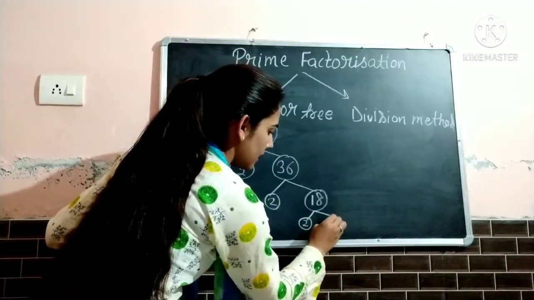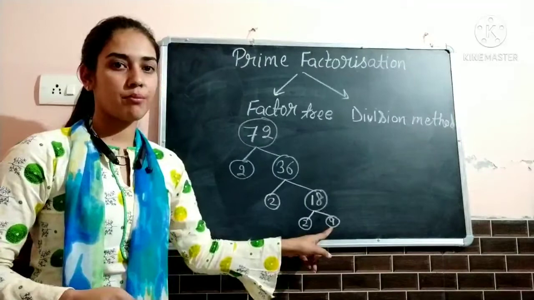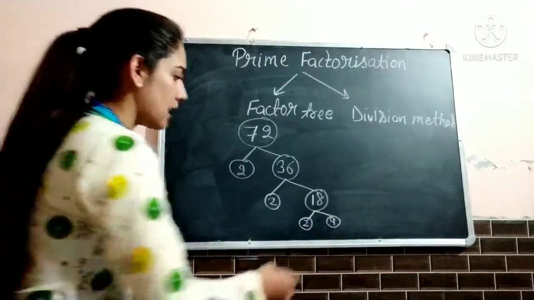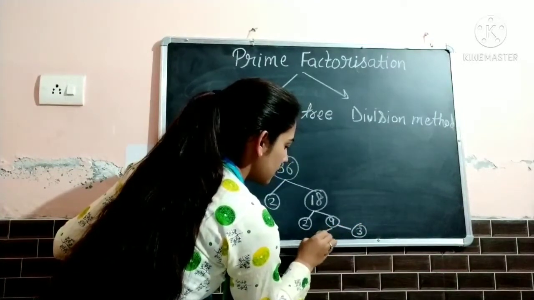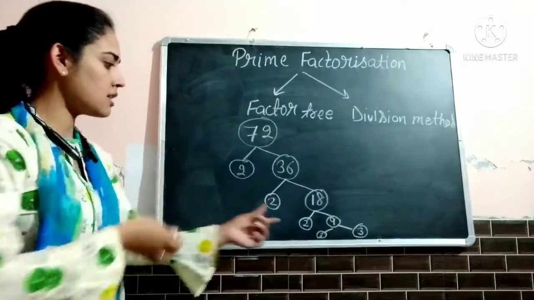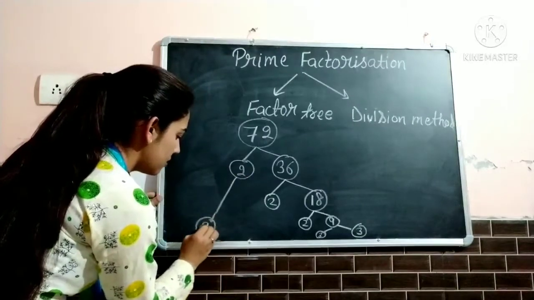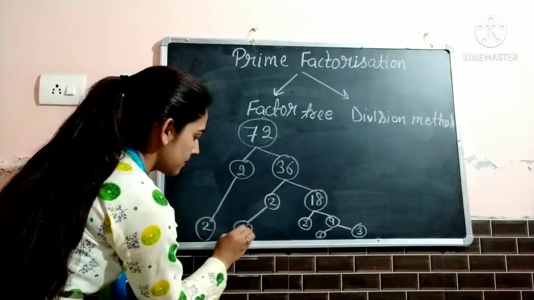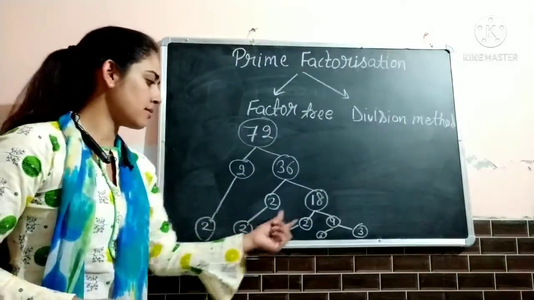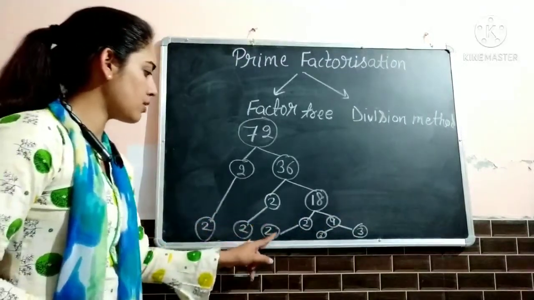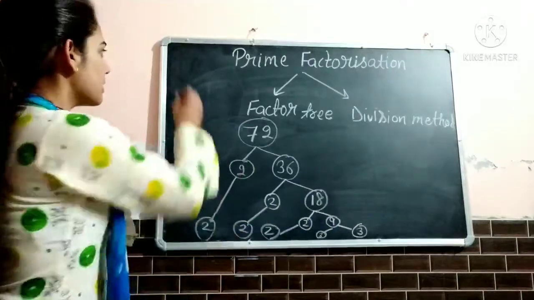Now look here, 2 is a prime number, but 9 is not a prime number. 9 is a composite number. So again break 9. 3 3s are 9, we know. Now these prime numbers, just take them down here: 2, this 2 and this 2. Now multiply these prime numbers: 2 multiply 2 multiply 2 multiply 3 multiply 3. So this is the prime factorization of 72.